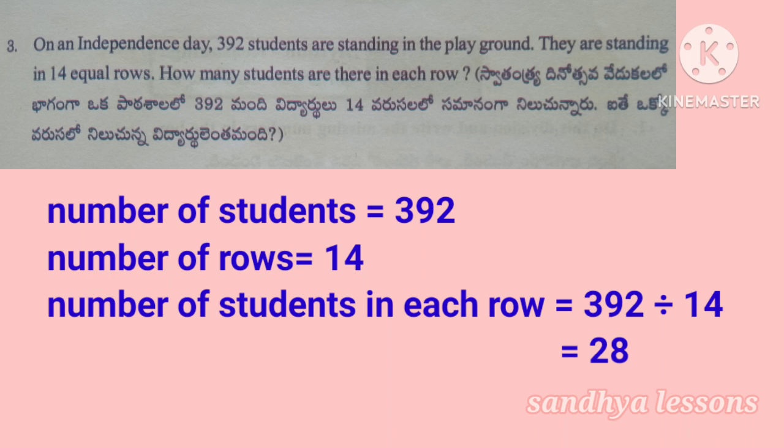Number of students in each row. We can get this by dividing number of students with number of rows. That is 392 divided by 14. That is equal to 28. Therefore, number of students in each row is equal to 28.